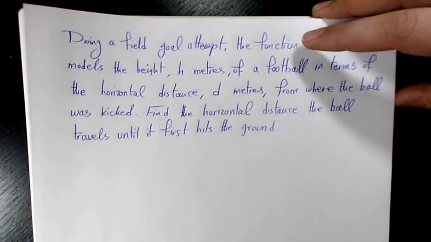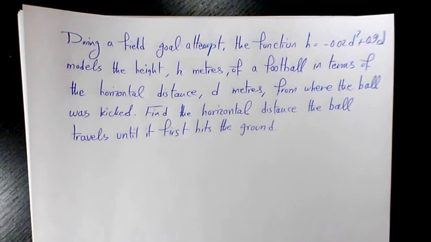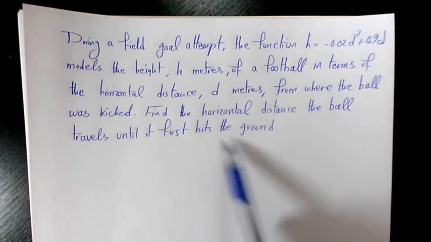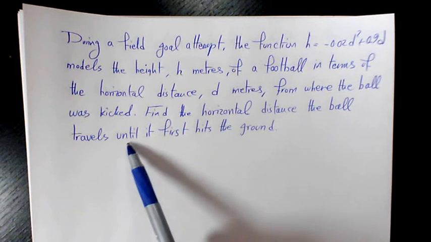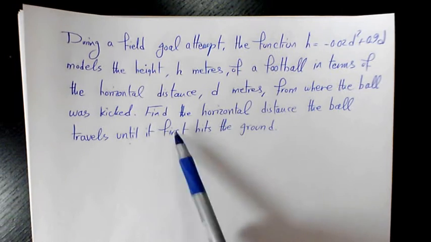Next example. During a field goal attempt, the function h equals negative 0.02 d squared plus 0.9 d models the height, h in meters, of a football in terms of the horizontal distance, d, in meters from where the ball is kicked. Find the horizontal distance the ball travels until it first hits the ground.